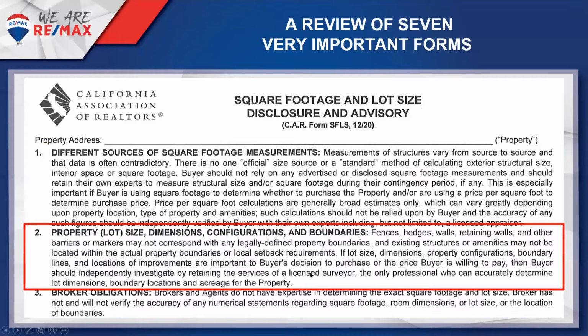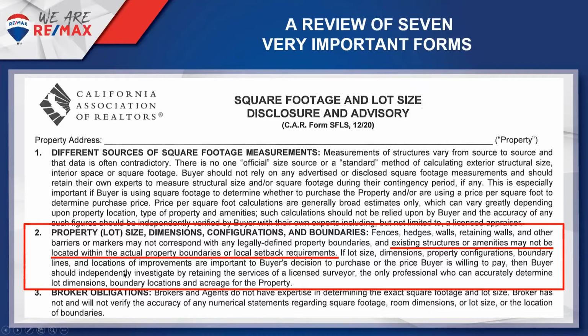Now, it's the same with property lot sizes. Fences, hedges, walls, that sort of thing may not correspond to the legally defined property boundaries. And in fact, existing structures may not even be within the property boundaries. We've had more than a couple of lawsuits over the years at RE/MAX United with overhangs, and in one case, an actual garage sitting on the neighbor's property.